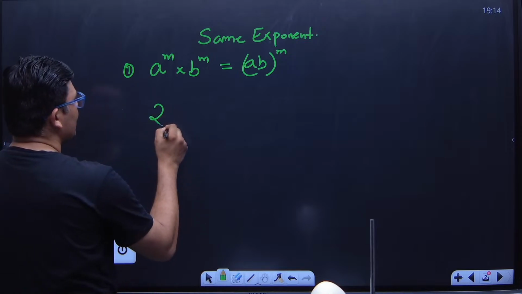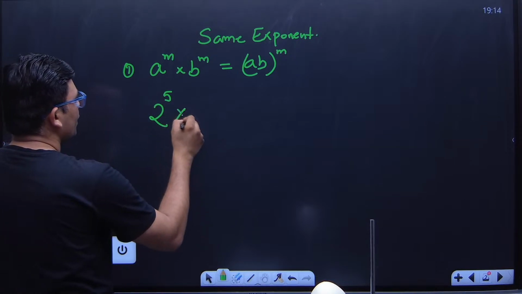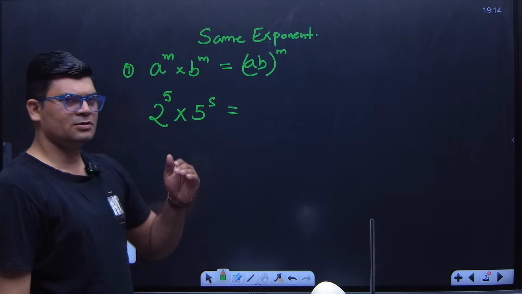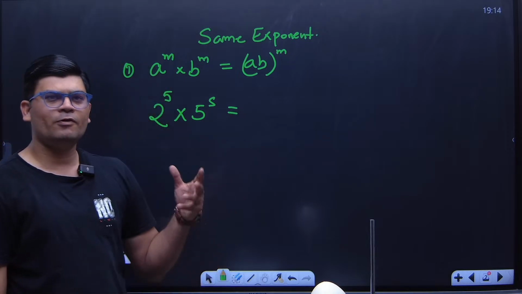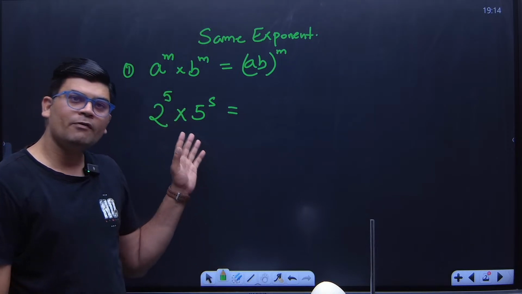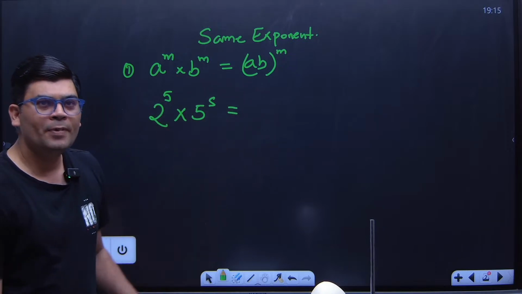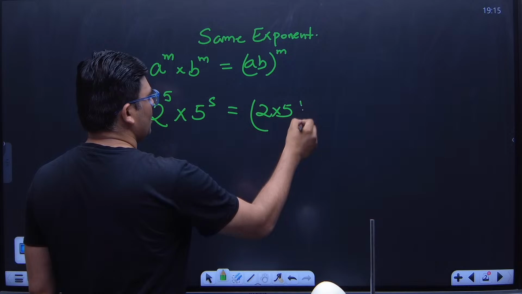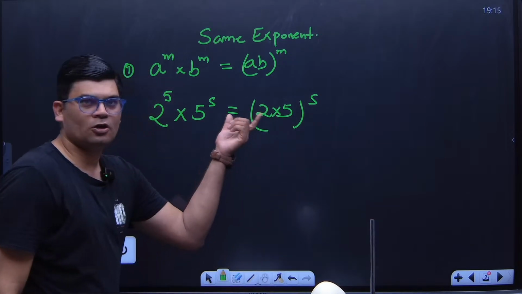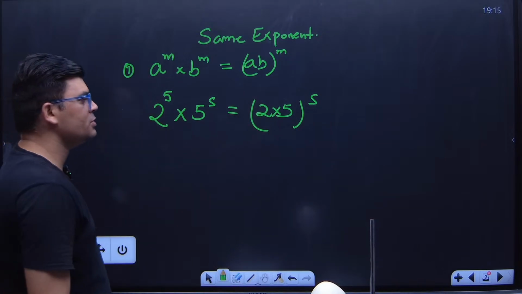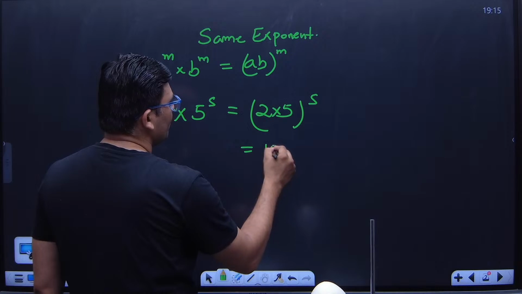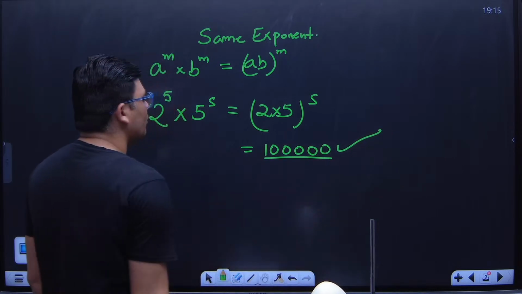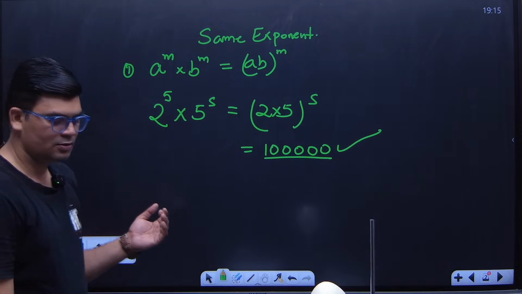For example, if I ask you 2 raised to the power 5 into 5 raised to the power 5. Now 2 raised to the power 5 is a bit of a difficult job for a normal person, and 5 raised to the power 5 is even more difficult. But if you write 2 into 5 raised to the power 5, now it is a very easy job. Why? Because 2 into 5 is 10. So 10 raised to the power 5 means how many zeros? 5 zeros. And you can get your answer very quickly.